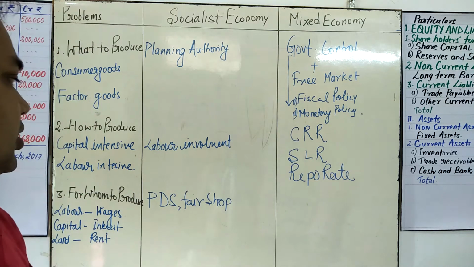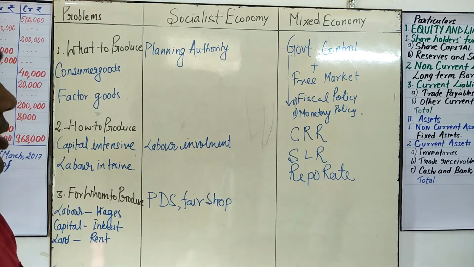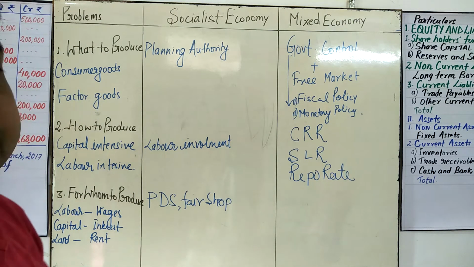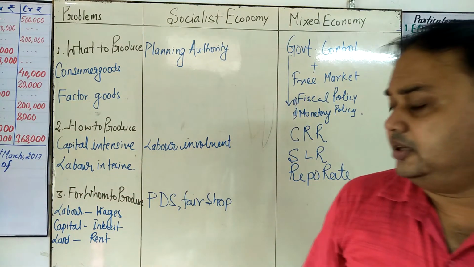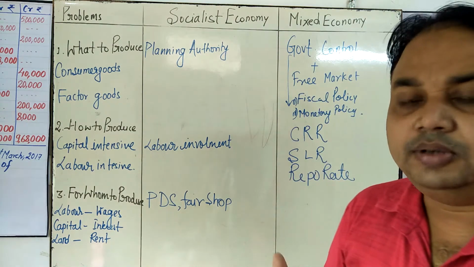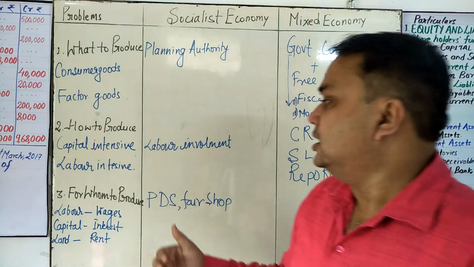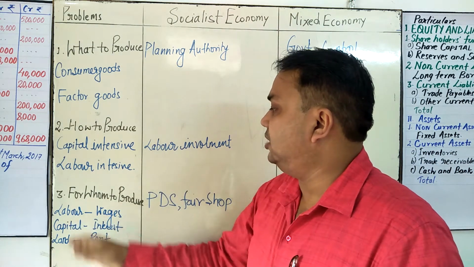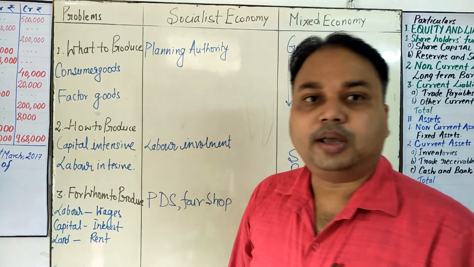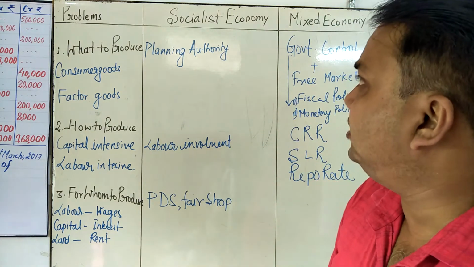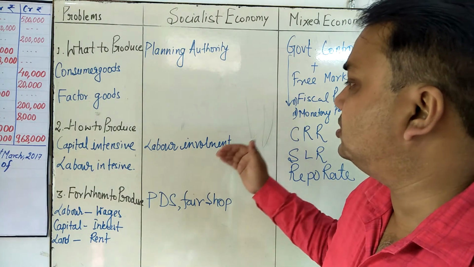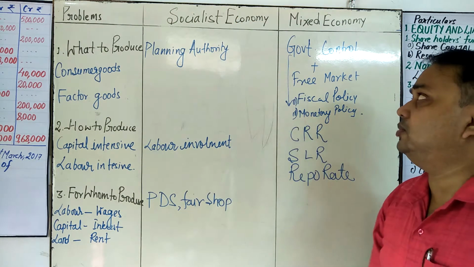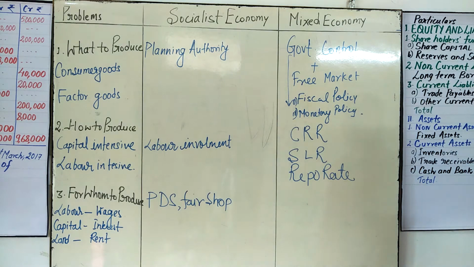So, for whom to produce? That is the main basic problem in this type of economy. Whatever the GDP is, it is going to be converted into national income for different categories. This socialist economy gives importance to labor and land. So this is the main fundamental way of deciding how to produce, what to produce, and for whom to produce in the socialist economy. Let's come to the mixed economy.